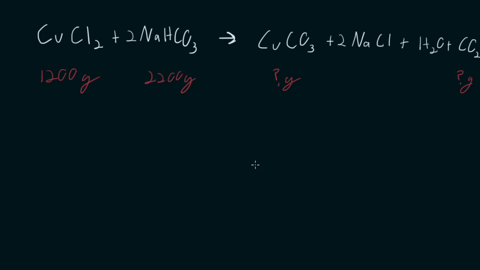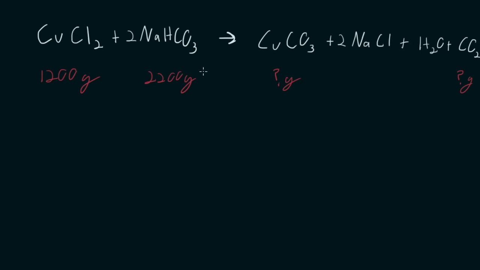So here's a nice complicated reaction to really drive this home. I'm going to start with 1,200 grams of copper 2 chloride and 2,200 grams of sodium bicarbonate. I'm going to be trying to make some copper carbonate, which is a very nice pigment, and I'm going to need to figure out how much CO2 I'm going to produce as well, because CO2 in high enough concentrations is going to be poisonous in the air. So I need to make sure I'm not going to make too much.